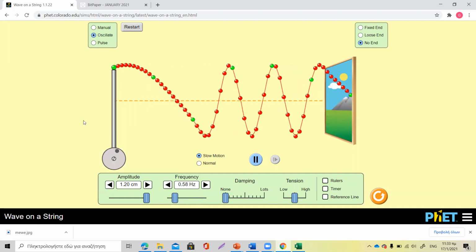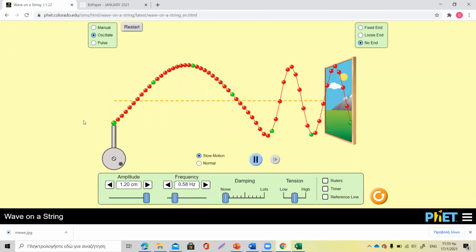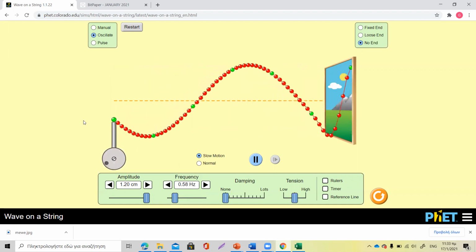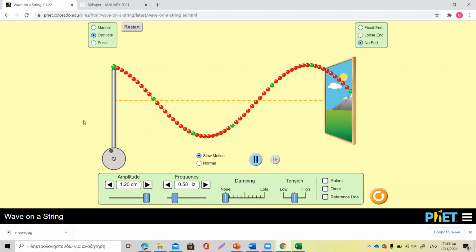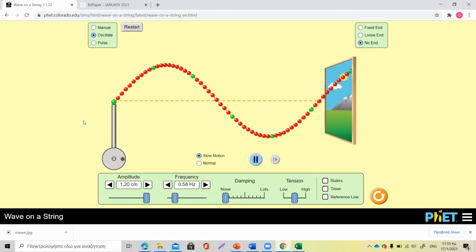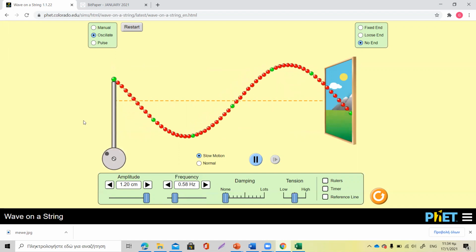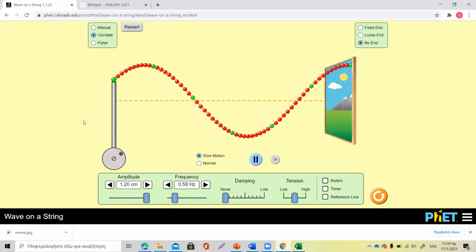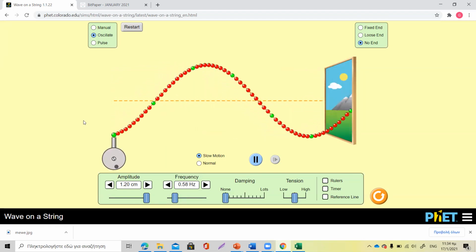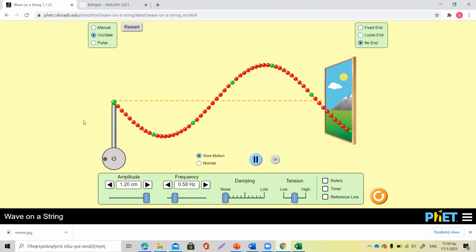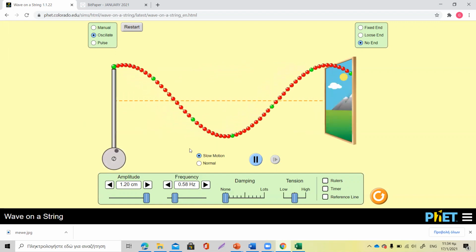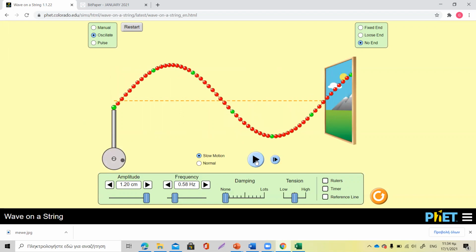So let's summarize again. Let's repeat it. Wavelength and frequency are inversely proportional quantities, but under the condition that speed remains constant. Just in case that speed is changing, is varying, then things are completely different. Okay, let's try to see it in another way now.